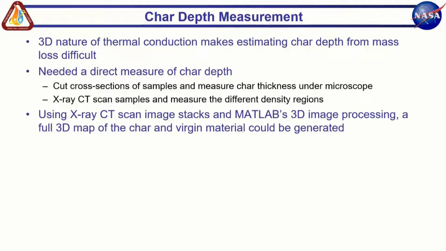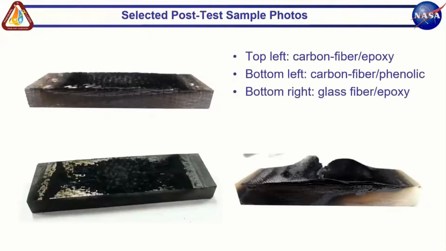One of the options was to cut cross sections of the samples and measure the char thickness under a microscope, but we chose to do a non-destructive measurement. We X-ray CT scanned the samples and then used MATLAB's 3D image processing to measure the size of the different density regions inside. So I'll go through quickly what that looks like.